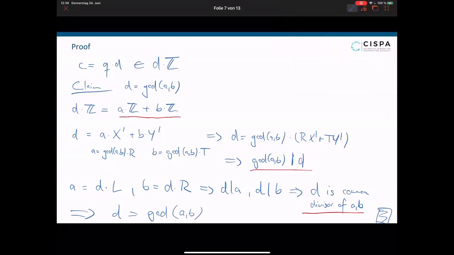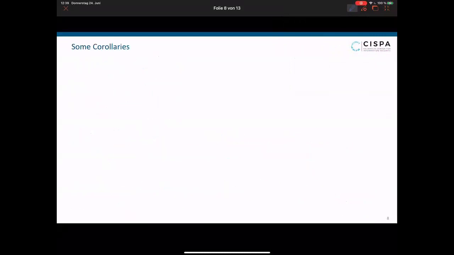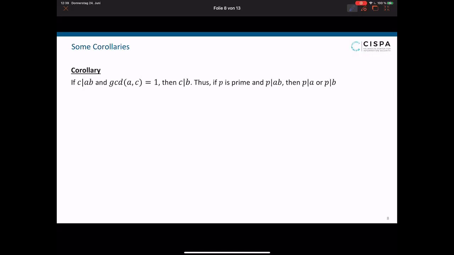All right, good. Let's quickly go over some corollaries without proof. We're not gonna prove these. They are rather simple consequences of this. And I think we're not gonna use all of them, but let's quickly look into this.